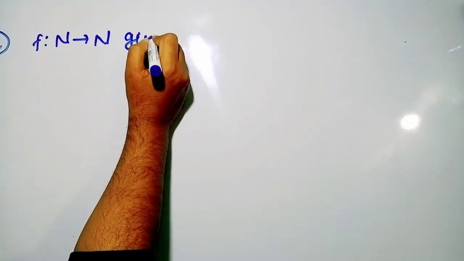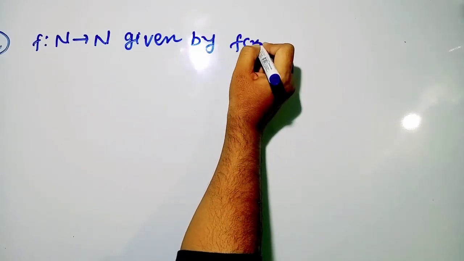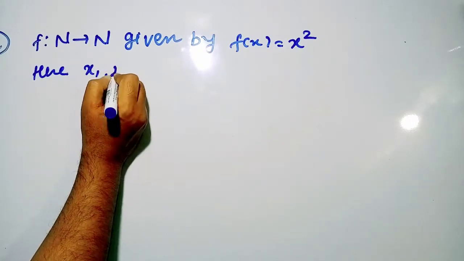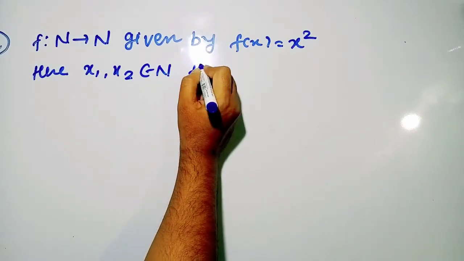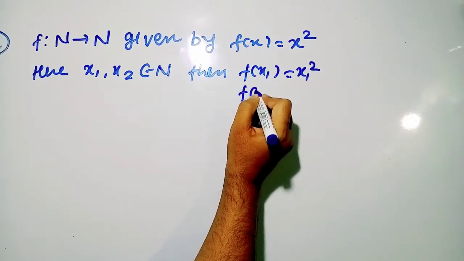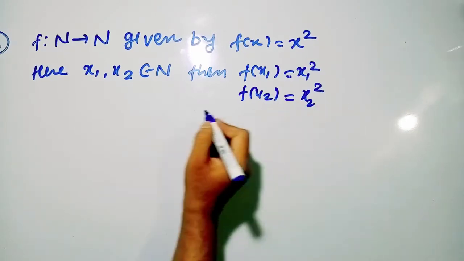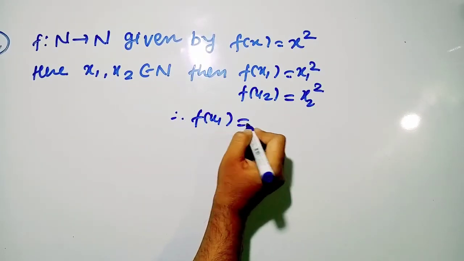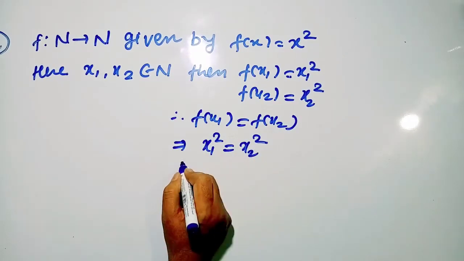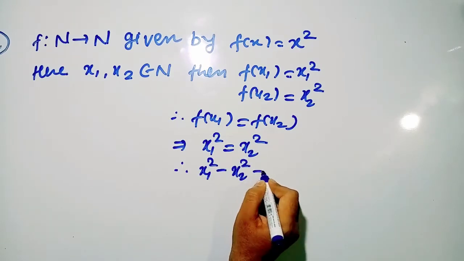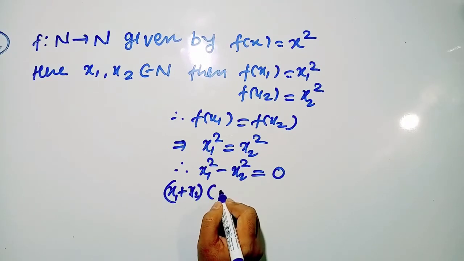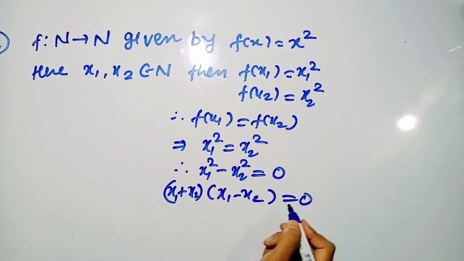f defined from natural numbers to natural numbers given by f of x is equal to x square. So here x1 and x2 will belong to natural numbers. As per the working rule, f of x1 is equal to x1 square and f of x2 is equal to x2 square. So what we will do, we will equate f of x1 is equal to f of x2. So x1 square is equal to x2 square. So x1 square minus x2 square will be 0. So we can apply the identity formula of a plus b and a minus b.